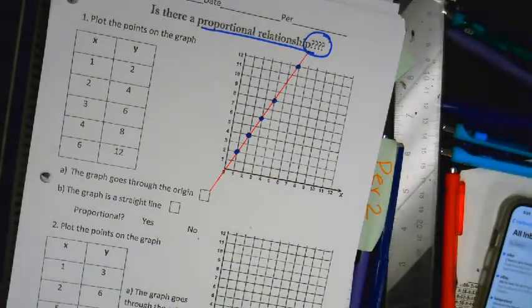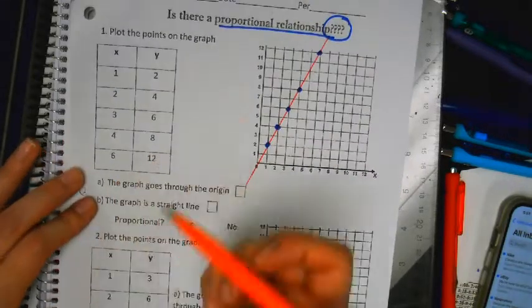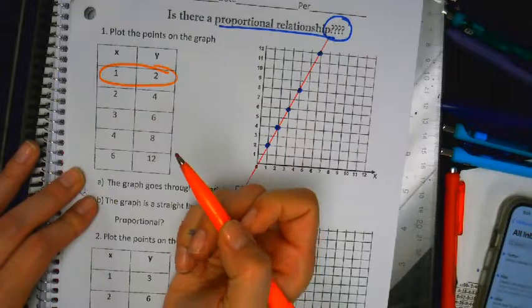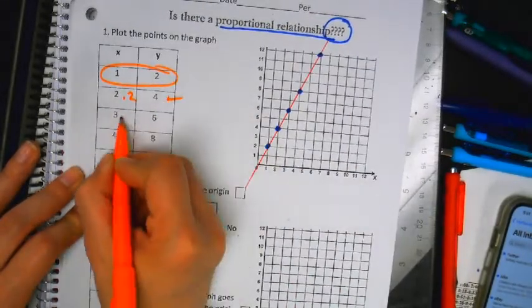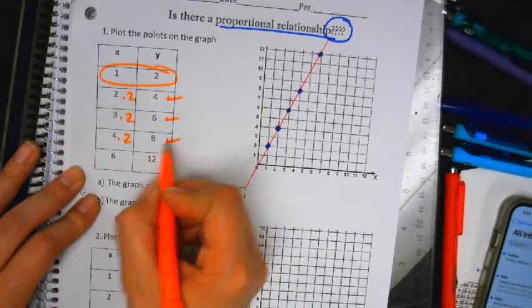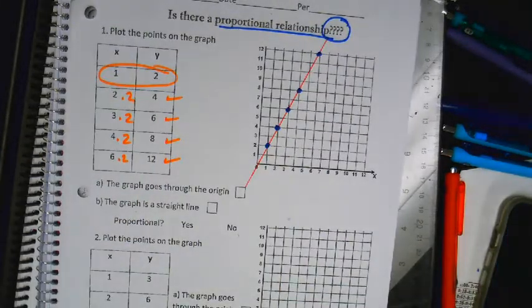All right. According to this table, what is my unit rate? It's 2. So did I multiply everything by 2? Yes. 2. Yep. 2. 2. Yep. Okay, good. Now, I'm going to ask you these two questions, A and B.